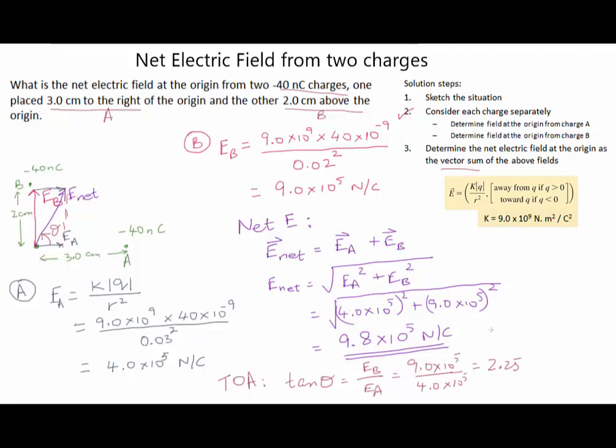And to get theta, I got to take tangent inverse of that number. So theta is simply tangent inverse of 2.25, which your calculator will tell you is 66.0, or 66 degrees. So there we have it. The net electric field at the origin from charges A and B is given by its magnitude, which is over here, of 9.8 times 10 to the 5 Newton per Coulomb, and its direction, which is 66 degrees above the positive x-axis as shown in the diagram.